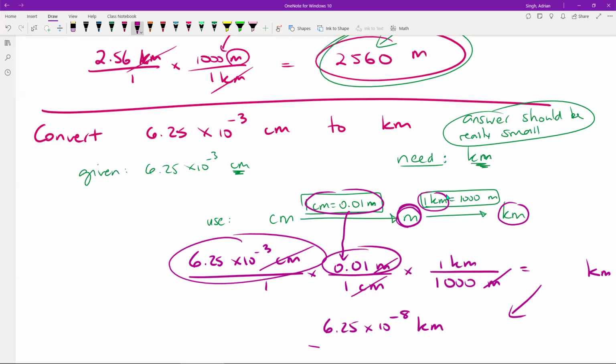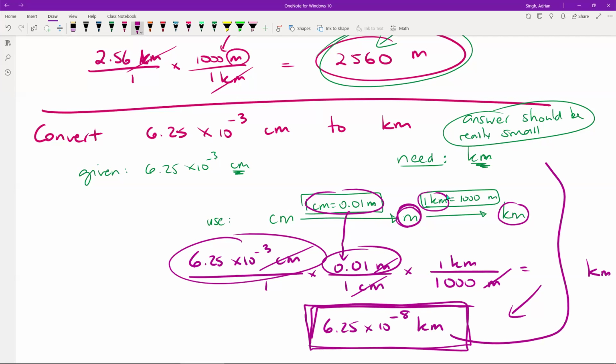That was my final answer, right? And you can double check this. I'm not going to do the step by step for you at this point. You want to make sure that you're proficient with using a calculator. So my final answer here, 6.25 times 10 to the negative 8 kilometers, is a really small value, much smaller than 10 to the negative 3. Specifically, it's 100,000 times smaller than my original conversion. So the answer makes sense, units make sense. That's how dimensional analysis works.